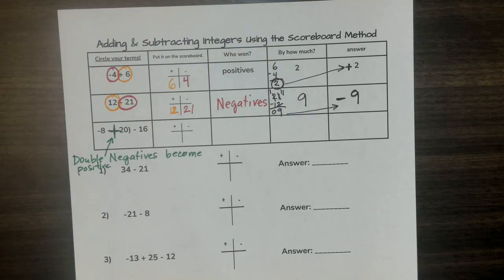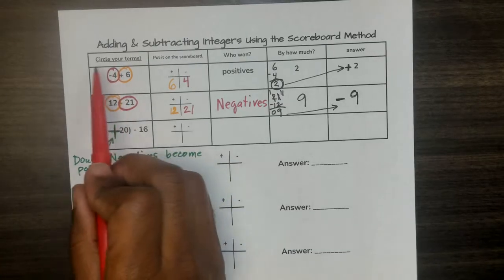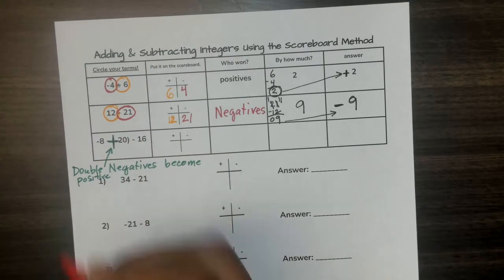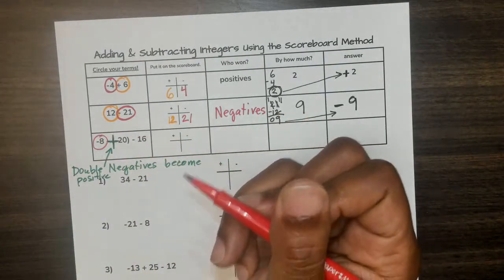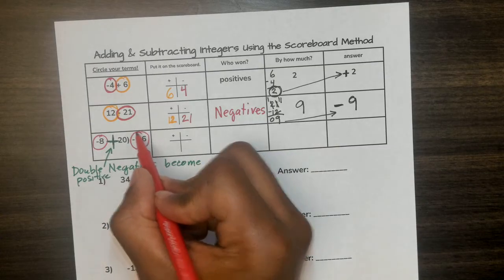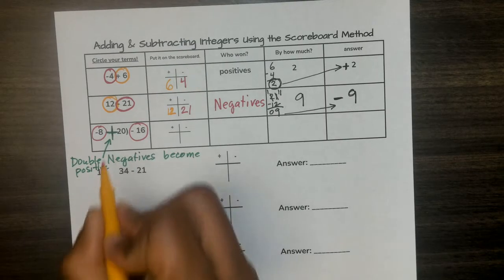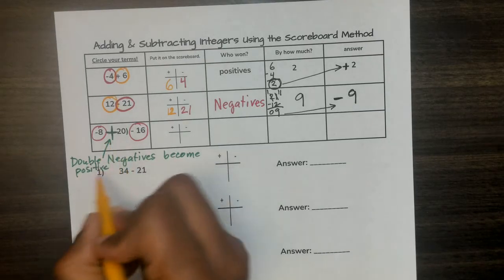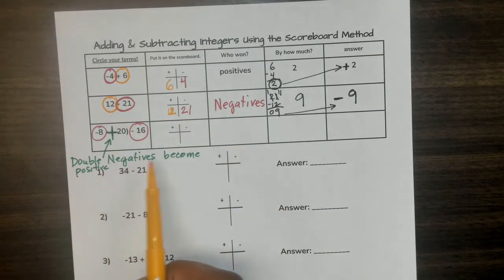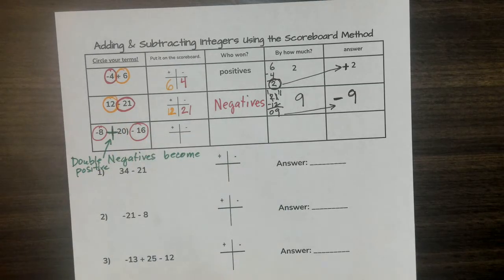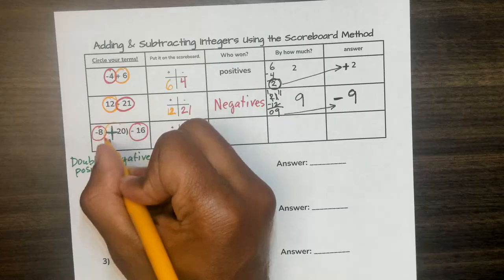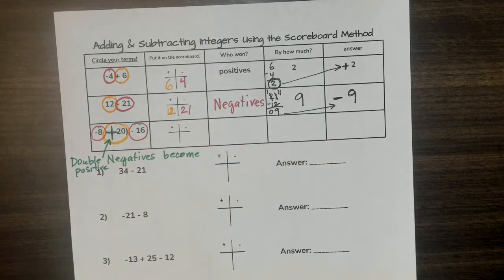After you do all your double negative conversions, then you can go ahead and circle your terms. Now that I've converted my double negatives, we're going to circle our terms. Here I have a negative 8, but I also have a negative 16. Now I've circled all of my negatives. Now I need to circle all my positives. Yes, we made a positive because we had double negatives, and double negatives become a positive. So I'm going to circle this right here because I have a positive 20.